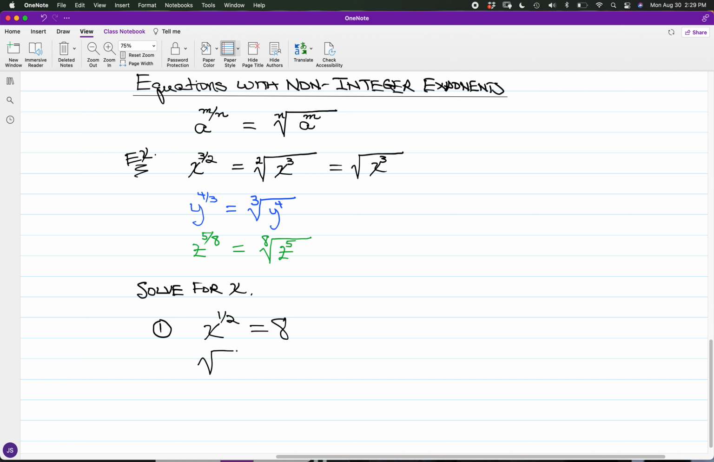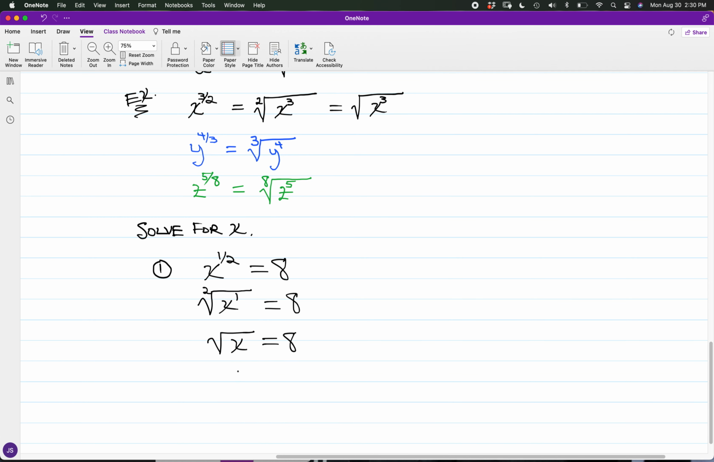If I were to rewrite in radical terms, I'm just going to take this little extra step. So you have the second root of x to the 1st, but that's just going to be the square root of x is equal to 8. So we're going to go from the square root of x to x. To get rid of the square root, I'm going to square both sides. For the square root of x squared, this becomes x, and 8 squared becomes 64.